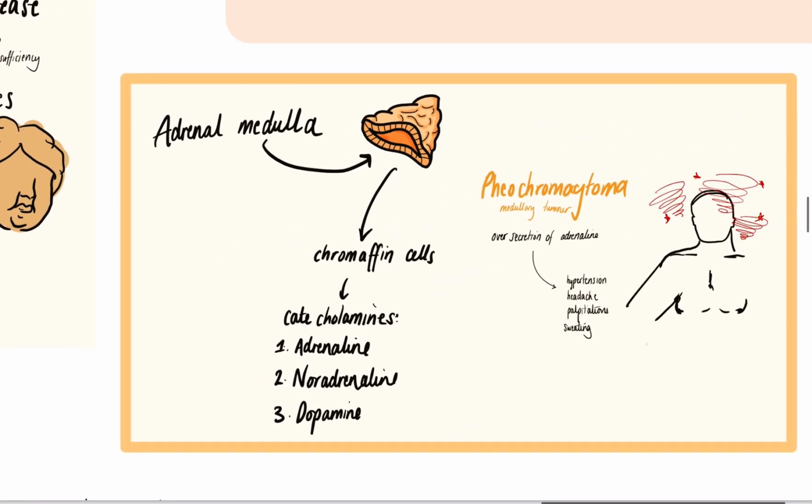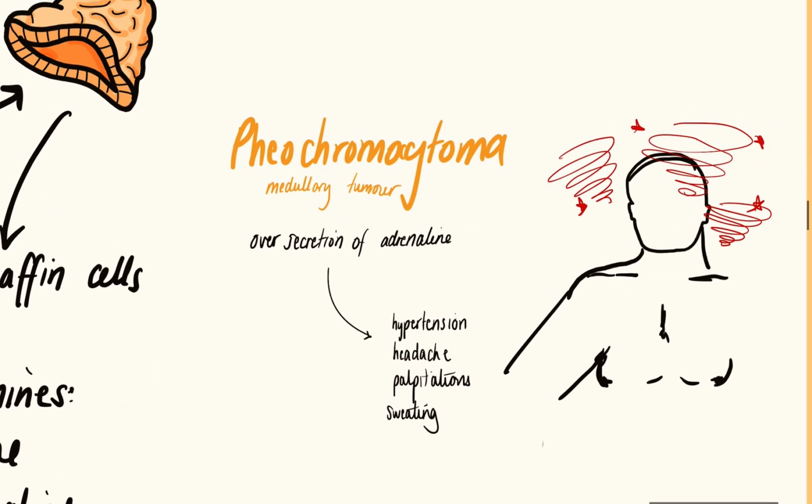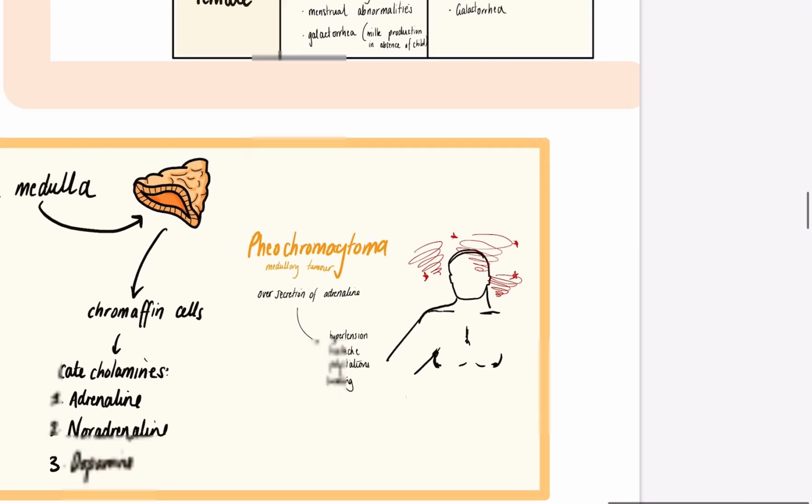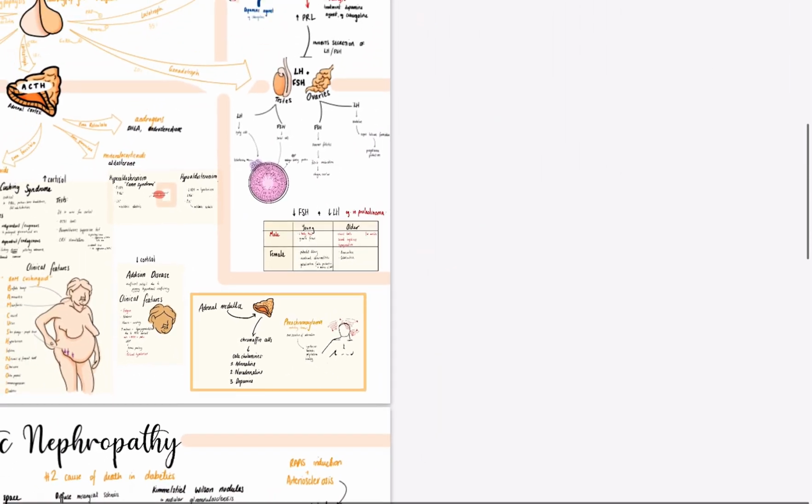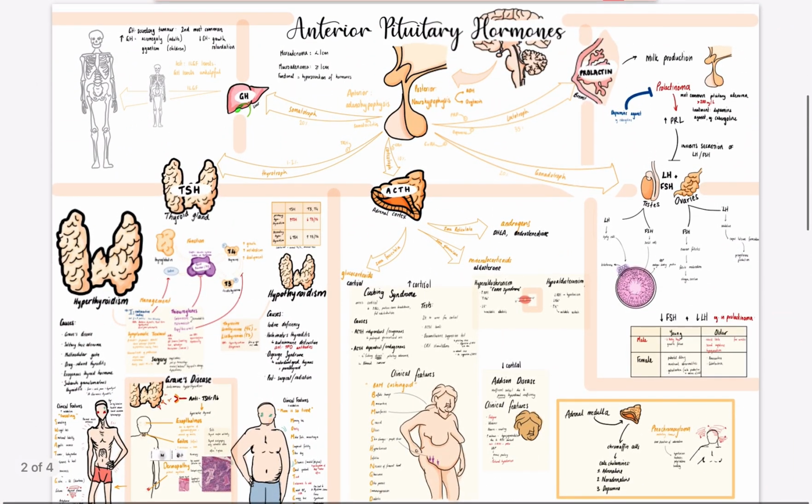And then just another note, in terms of the adrenal medulla, an important pathology to note is the pheochromocytoma, which is basically where you get the overproduction of adrenaline from your chromaffin cells, which produce adrenaline and noradrenaline and dopamine. And pheochromocytomas manifest as hypertension, headache, palpitations, and sweating. And although this isn't directly affected by the pituitary, it's just there for completion.